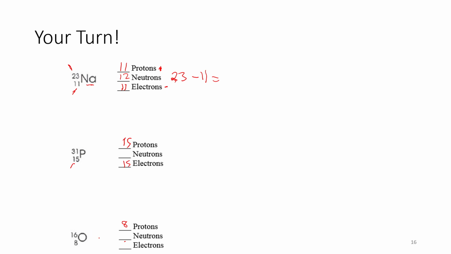Down here, there's no charge. We have 8 protons. That means we're going to have 8 electrons. Now to calculate the number of neutrons, you're going to take the big number minus the small number, the mass number minus the atomic number. So 31 minus 15 is going to give us 16. And 16 minus 8 is going to give us 8.